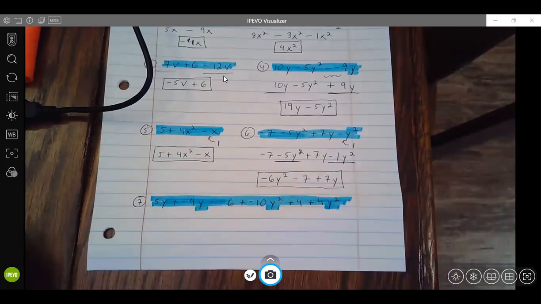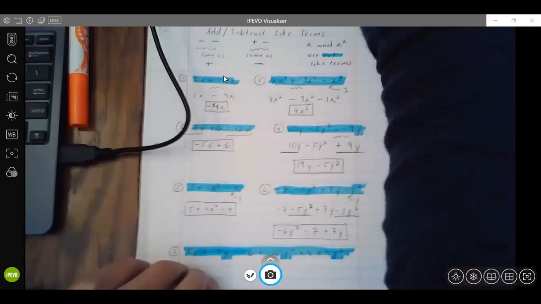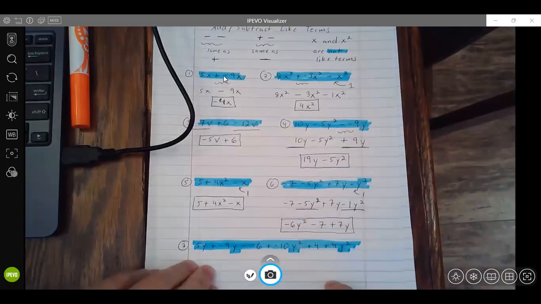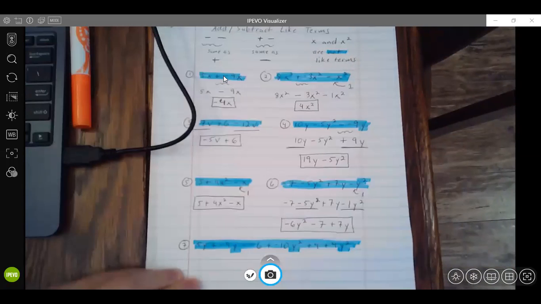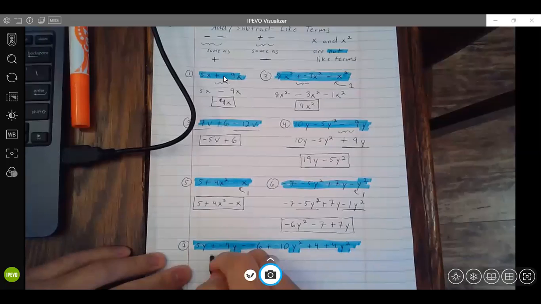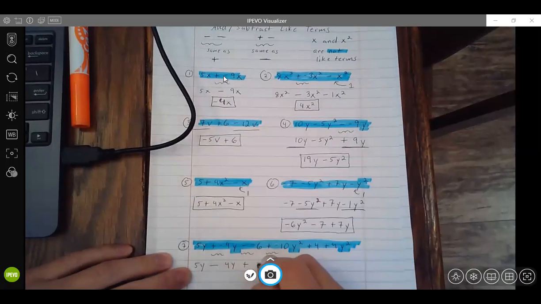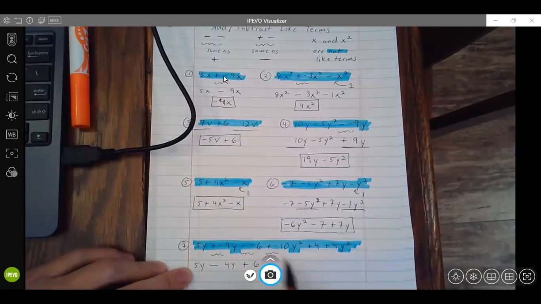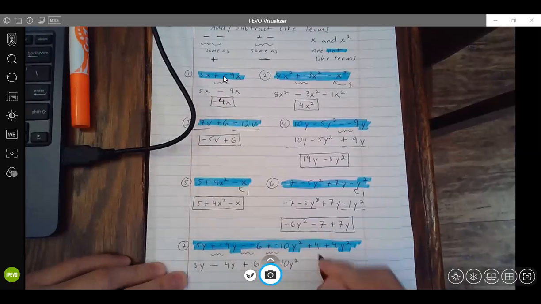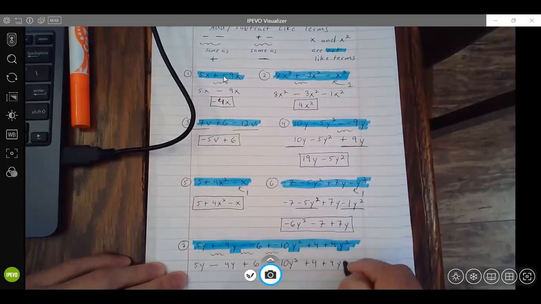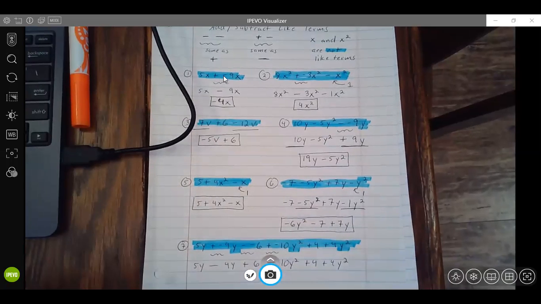All right, first thing are some double signs. So let's go back to the top of our notes here. Minus a negative is the same as a plus, plus negative is the same as a minus. So let's rewrite this. Several double signs. I have 5y minus 4y, minus a negative, so I'm going to put plus 6, plus a negative, so I'm going to put minus 10y squared plus 4 plus 4y squared.